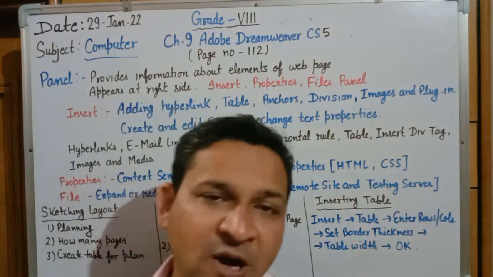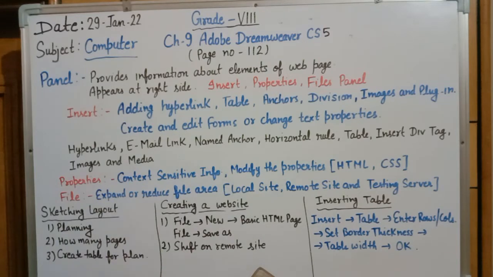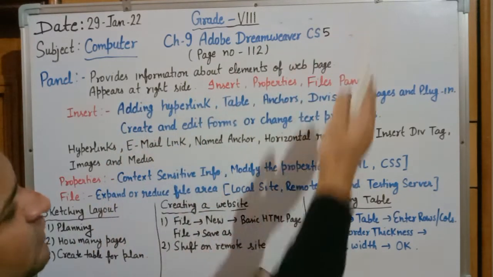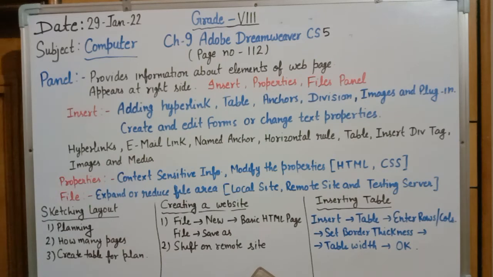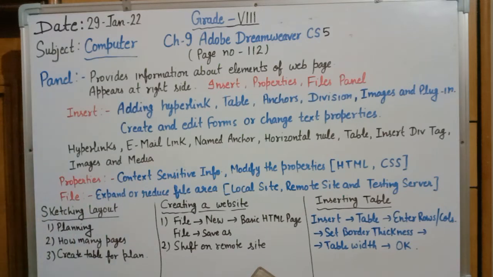Panel is the major part of your Dreamweaver window. Generally, a panel is used to provide important information about your document. It is generally available on the right side of your window, and it provides a number of pieces of information. Panels can be of three types: insert, properties, and file panel. We will discuss all three categories one by one.